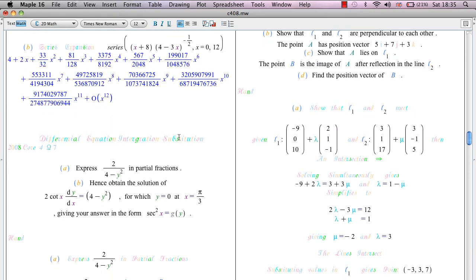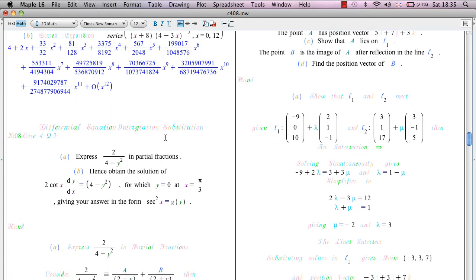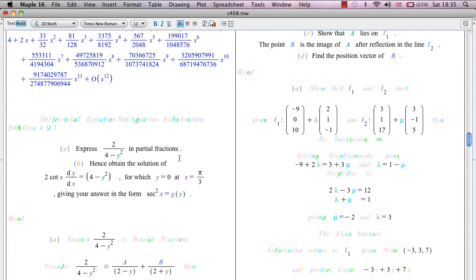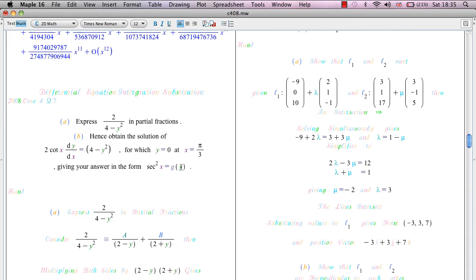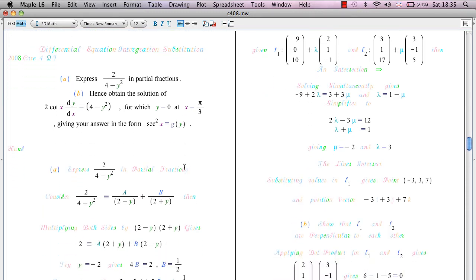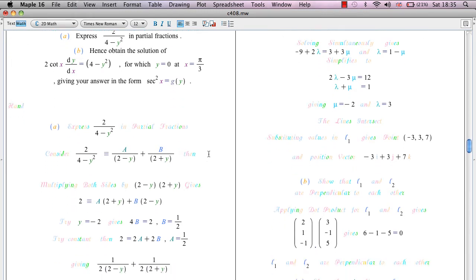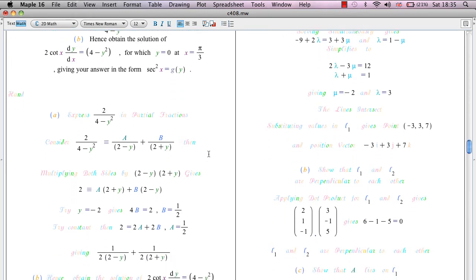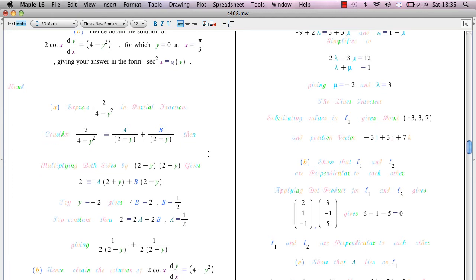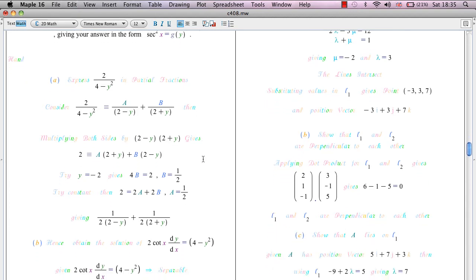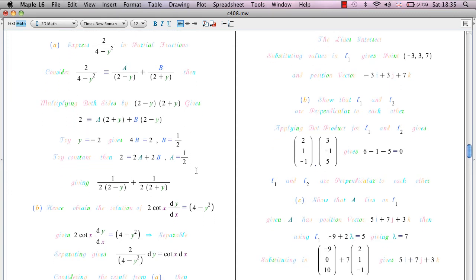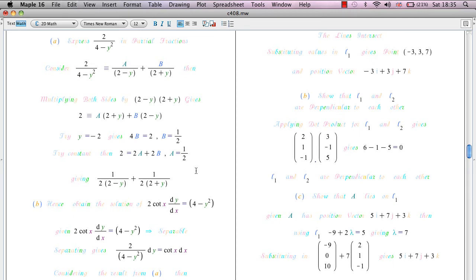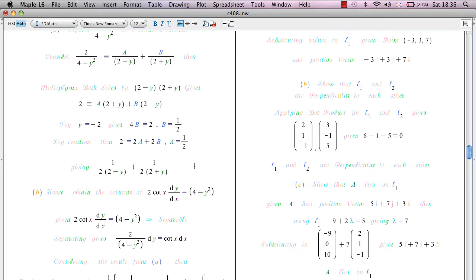Question 7, differential equation, partial fractions in A and the particular solution of the differential equation in B, giving the answer in the form x squared x equals gy. So for part A, partial fractions, considering the form A over 2 minus y plus B over 2 plus y, multiplying both sides by the lowest common denominator gives the identity here, and trying y equals minus 2 and the constant, we can write down the partial fractions.